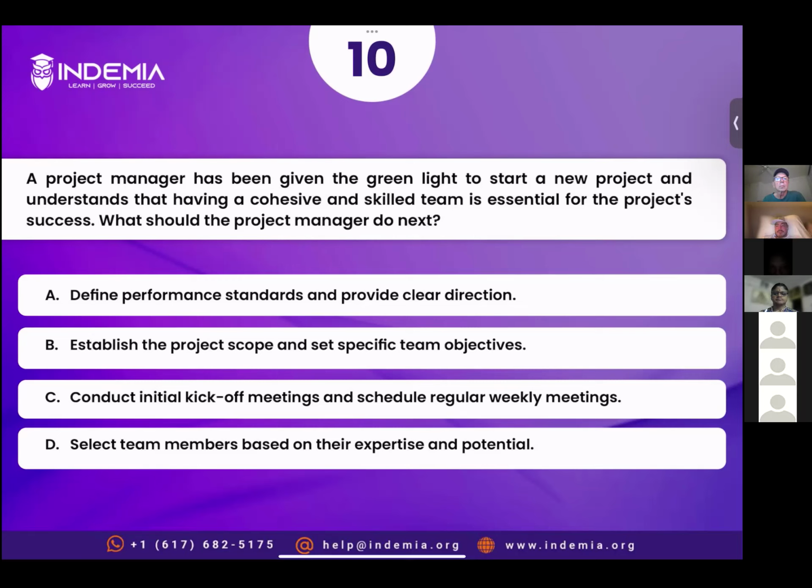So the question is saying that the manager has a green light, and it's very critical for him to choose a cohesive and skilled team for the project's success. So in order to do that, what is the next thing to do? You have to select team members based on their expertise and potential. I feel like that's what the question is asking.